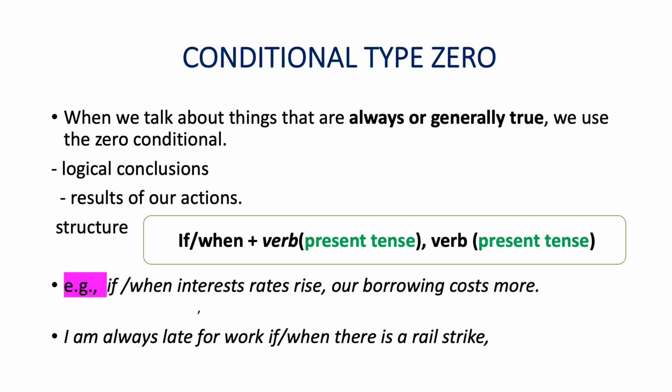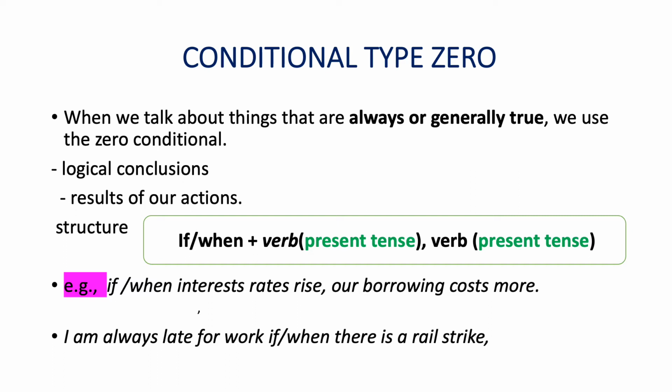In the example, we have: if interest rates rise, our borrowing costs more. So we have the verb rise in present simple in the if clause, and costs is also in present simple in the result clause.